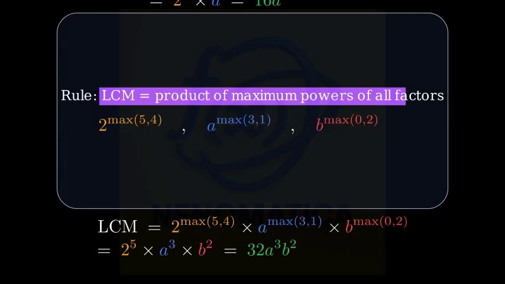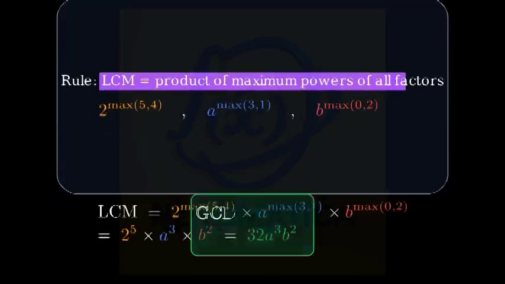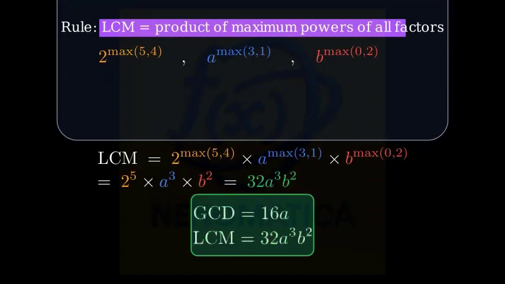a cubed b squared. Let us summarize the results. The greatest common divisor is 16a, and the least common multiple is 32 a cubed b squared.